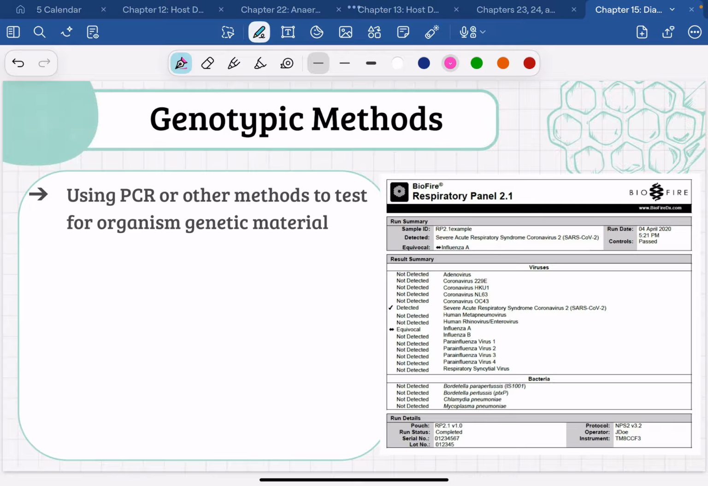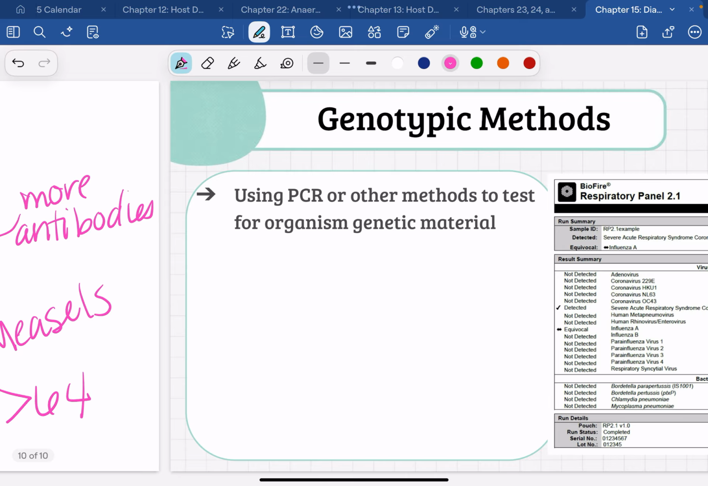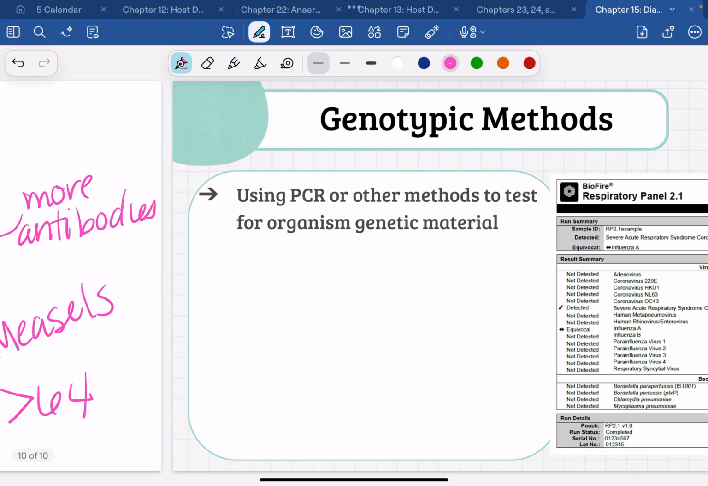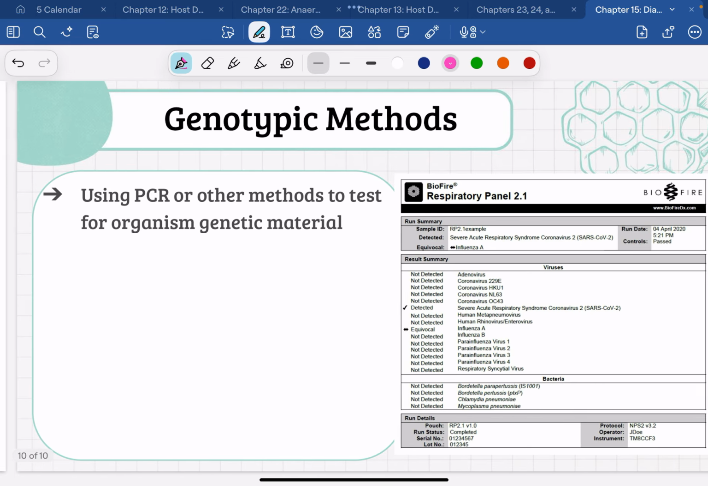All right? So again, if you're reading your textbook and you're like, what is all this stuff? You don't have to know it if we don't talk about it. So genotypic methods are using PCR or other related types to test for organism genetic material.